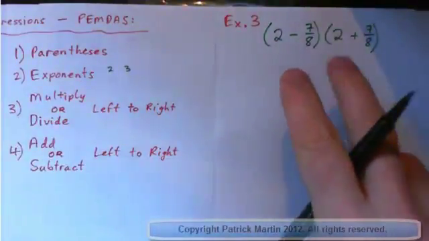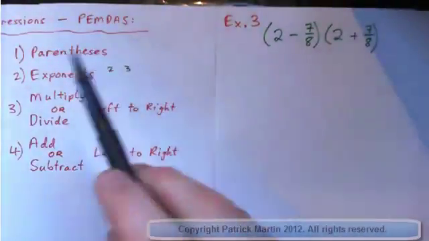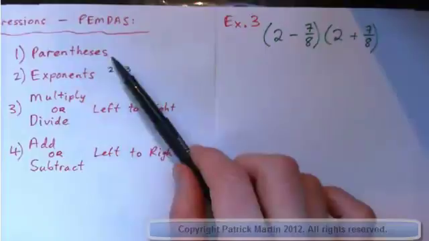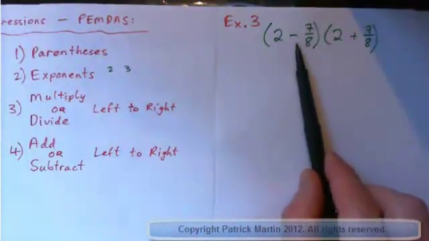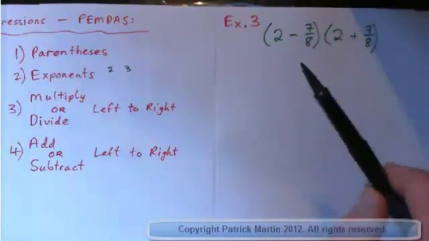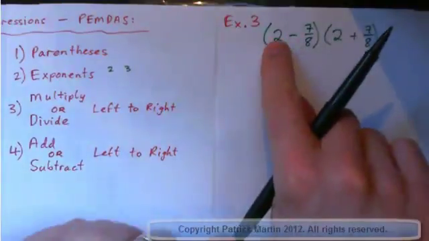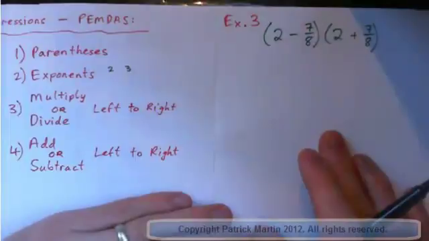Okay, I have 2 separate parentheses. Now the first thing to do is parentheses. What that means is you need to work out whatever is inside parentheses. Like we have to work out the 2 minus 7/8, and then we have to work out the 2 plus 7/8. Okay, and then I guess we'll multiply after that, right? So we have to work out this guy, 2 minus 7/8 first, right?